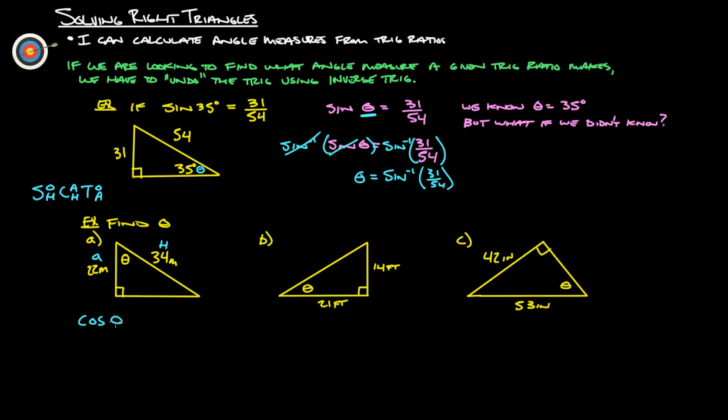Here's really what we're doing. Cosine theta has to equal cosine's adjacent over hypotenuse, so it's going to be 22 over 34. But again, we got to get rid of that cosine, so really we do cosine to the negative first of those. So really what we're doing is theta equals cosine to the negative first of 22 over 34.